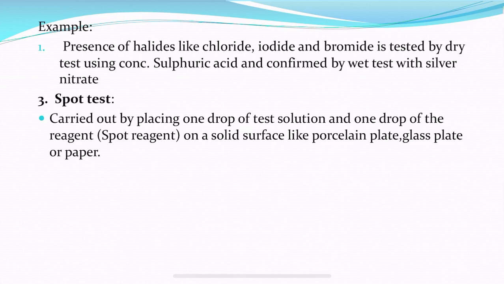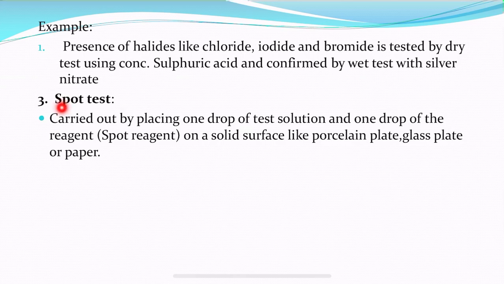And the next one is that the basic radical of an inorganic salt is tested with the group reagent after preparing the original solution of the salt in water or in dilute hydrochloric acid. Okay, so these are the two examples of wet tests.